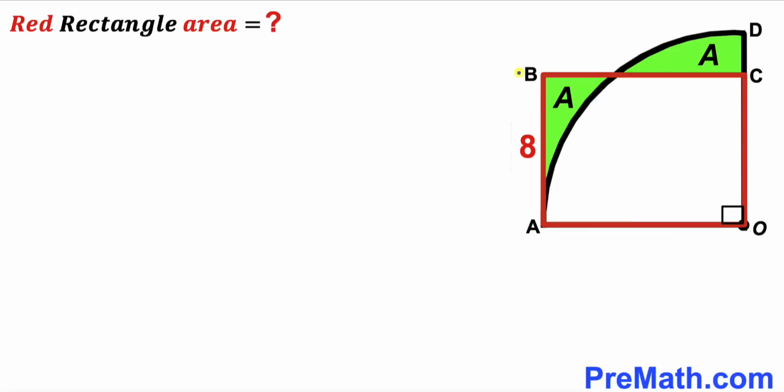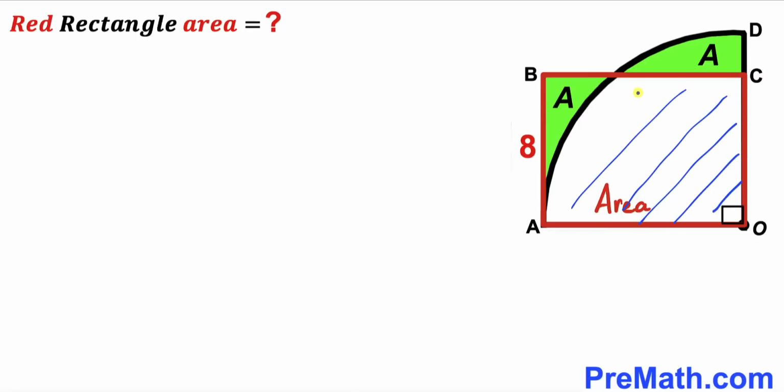Furthermore, this side length of the red rectangle is 8 units. Our task is to calculate the area of the whole red rectangle OABC.